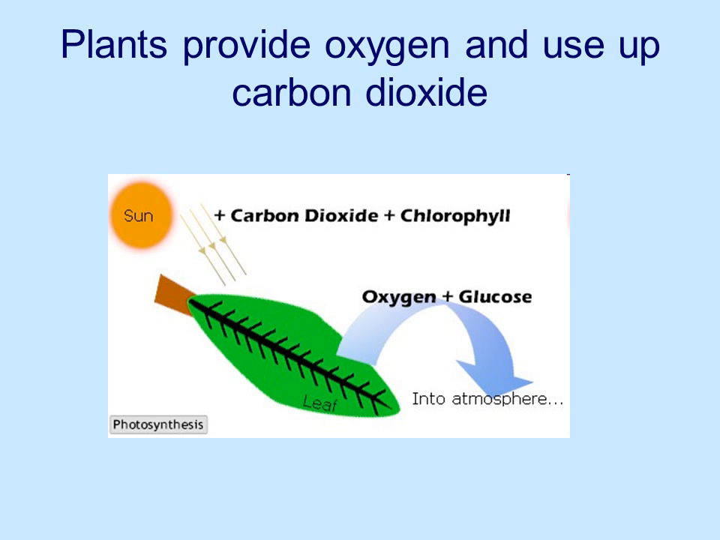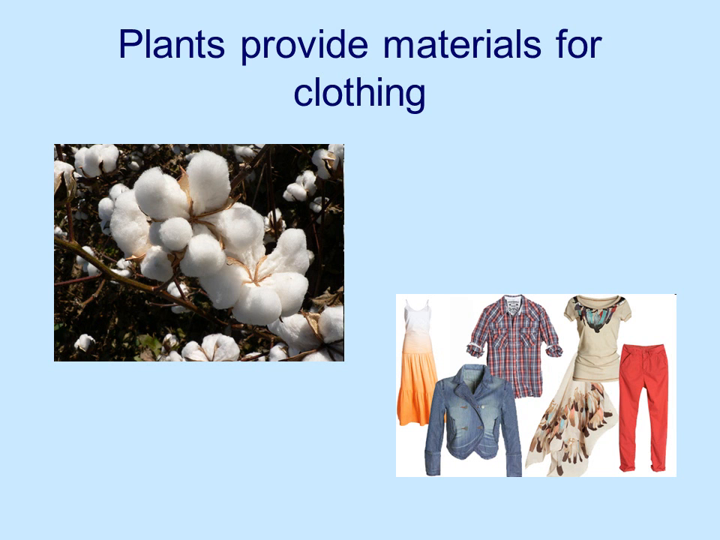Well, very important that plants provide oxygen and use up carbon dioxide. We talked about photosynthesis in the last chapter. Carbon dioxide and chlorophyll in sunlight produces oxygen and produces sugars for the plant to live and oxygen for us to breathe.